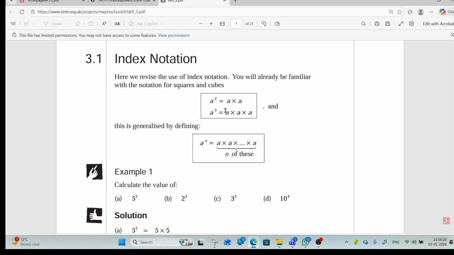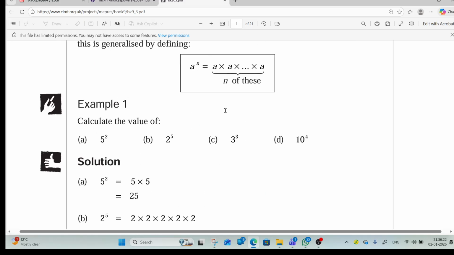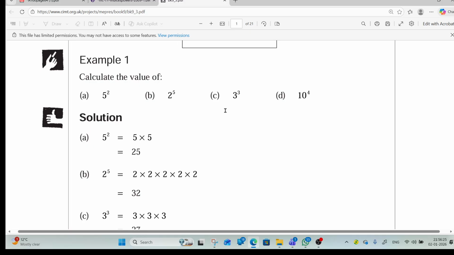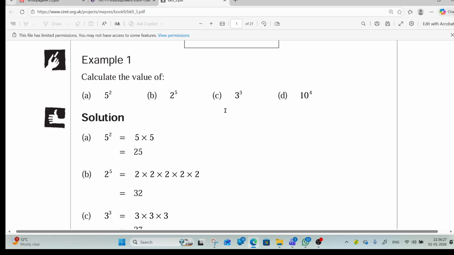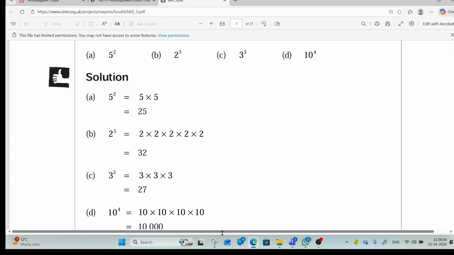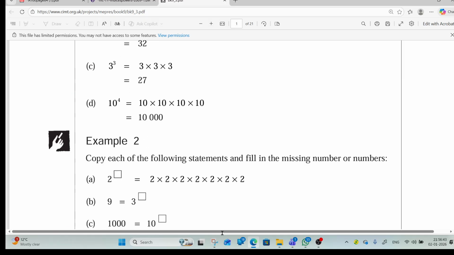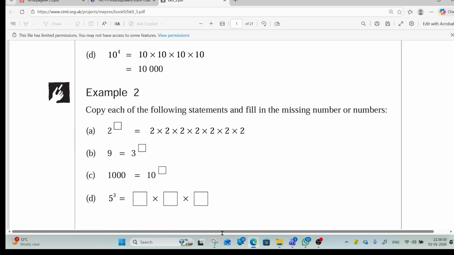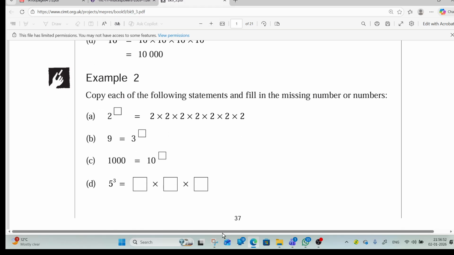Now we know all these rules. We need to apply them, and let's understand this. So 5 square means 5 to the power 2, which is 5 times 5 is 25. 2 to the power 5 means 2 is multiplied by itself 5 times, which is 32. So you know the power meaning, right? It is just a short form of repeatedly multiplying a number with itself.